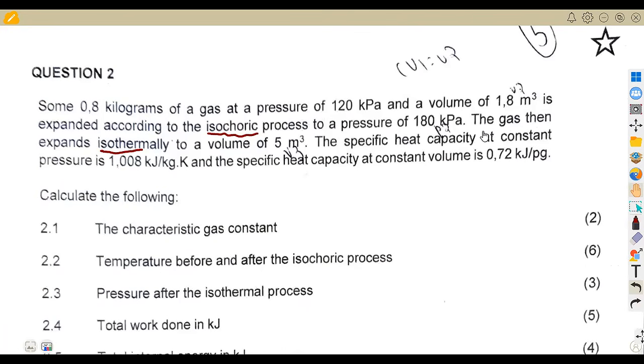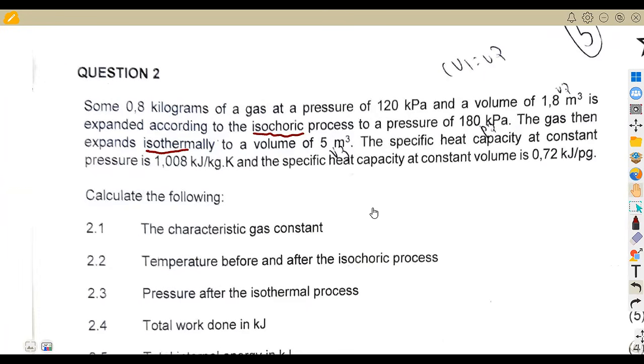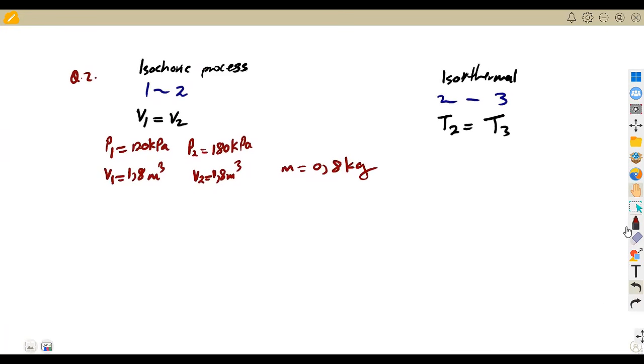Then after that, we are given that the gas expands isothermally, from the isochoric process, to a volume. So this is the third volume that we are going to have after the whole expansion. Here we are given V3, which is 5 cubic meters in this case. But remember, we said V1 is equal to V2. So from the second stage to the third stage, the volume we have is V2, which is 1.8 cubic meters.